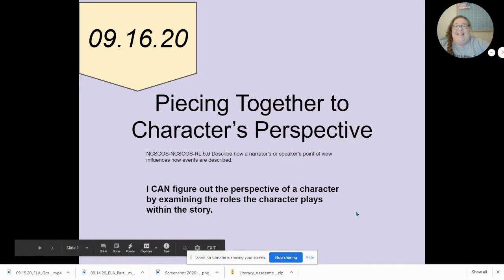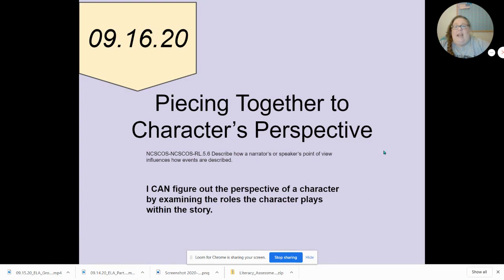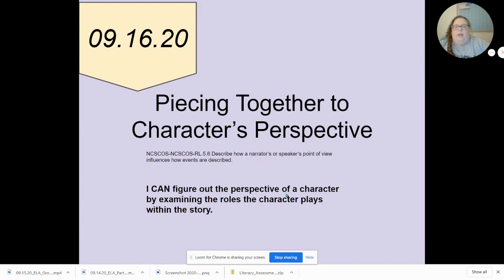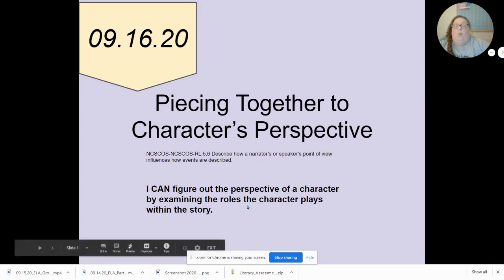Hello, Kensington Knights. So today we're going to continue our discovery of character's perspective and how it influences how the events are described in literature. Your learning target for today is: I can figure out the perspective of a character by examining the roles the character plays within the story.